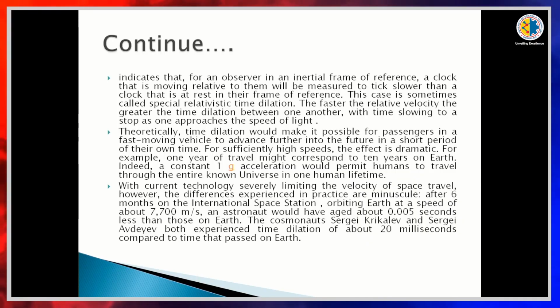This indicates that for an observer in an inertial frame of reference, a clock that is moving relative to them will be measured to tick slower than a clock that is at rest in their frame of reference. This case is sometimes called special relativistic time dilation. The faster the relative velocity, the greater the time dilation between one another, with time slowing to a stop as one approaches the speed of light. So, relativistic time dilation is what that definition is given.